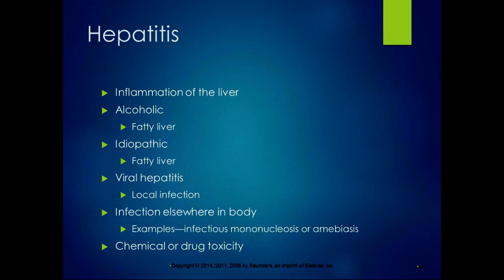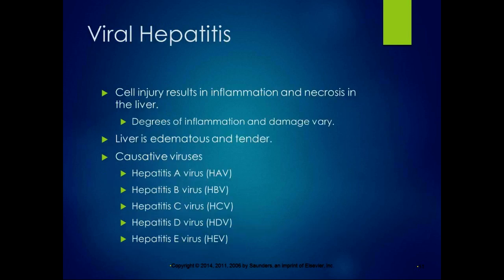It's itis, inflammation, and it can be caused by lots of different things. So you can have alcoholic hepatitis or fatty liver disease. Idiopathic fatty liver disease can cause inflammation. Viral hepatitis, which is a local infection. An infection somewhere else in the body, like mononucleosis or amoebiasis, can cause hepatitis, or chemical or drug toxicity, because remember, the liver is our chemical factory in the body. It's processing and excreting chemicals, and so if you have high toxic levels of chemicals or drugs in your body, the liver has to take the brunt of it.